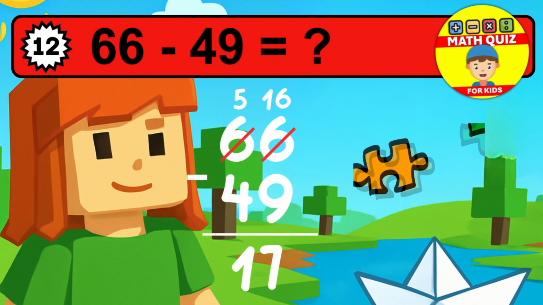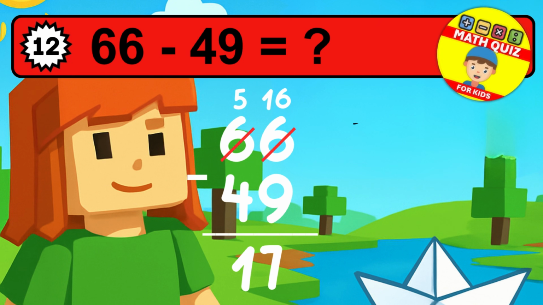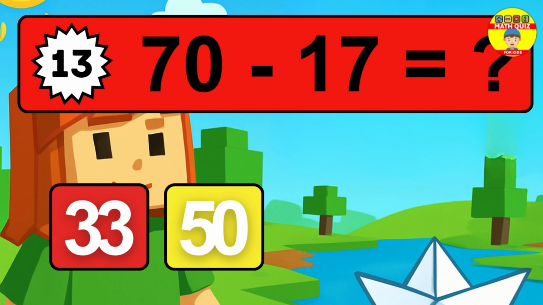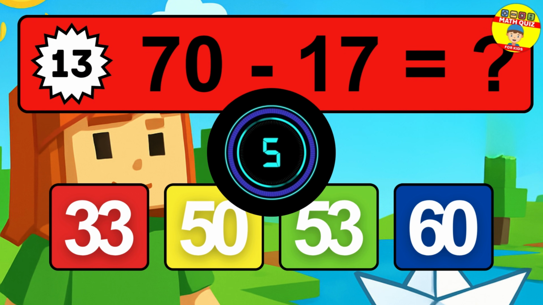Then we go to the tens. 5 minus 4 is 1. The final answer is 17. What is 70 minus 17? Time to think.